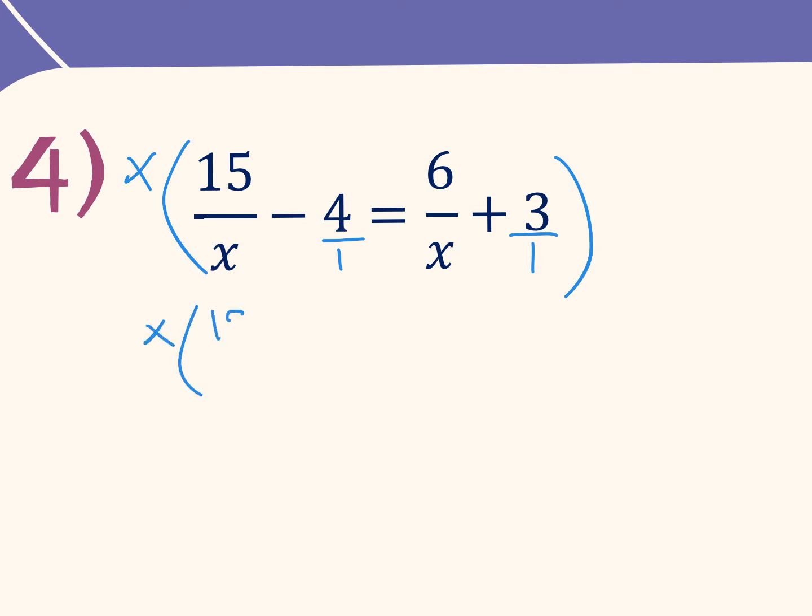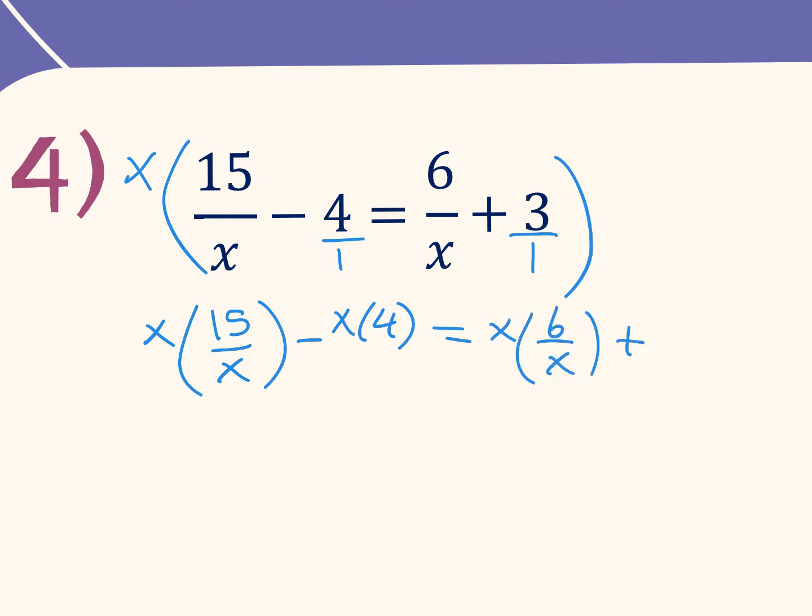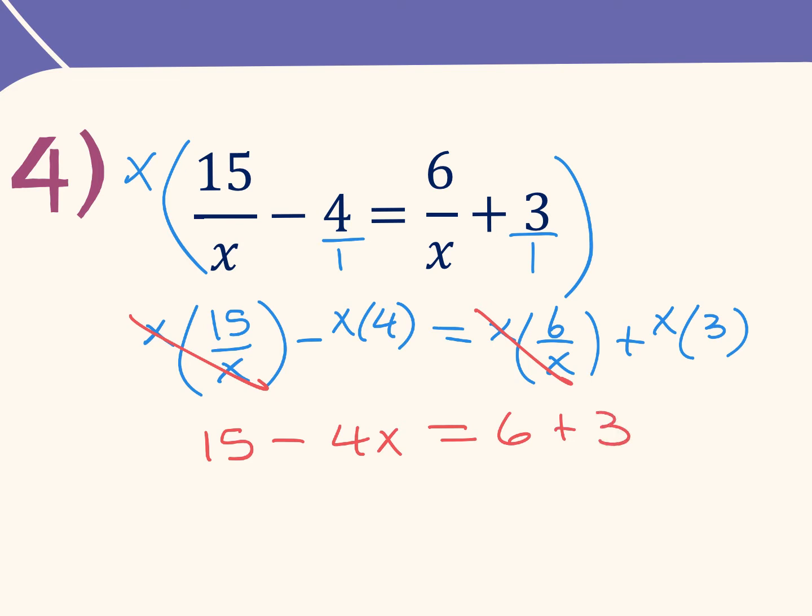So x times 15 over x times 4, and then x times 6 over x, and x times 3. So again, this will cancel, and I'm left with 15. This I just multiply. This will cancel, and then I multiply.